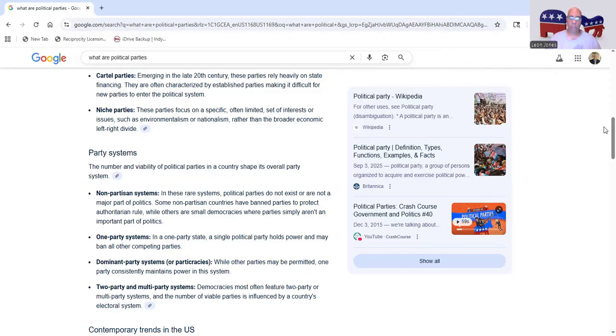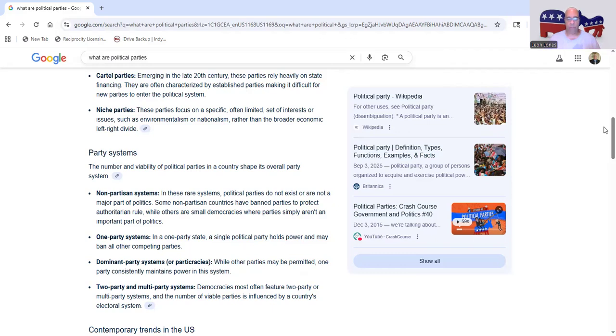And then you have one party systems. Now, in a one party state, a single political party holds power and may ban all other competing parties. Then there's the dominant party systems or partocracies. While other parties may be permitted, one party consistently maintains the power in this system. And you have the two party and the multi party systems.